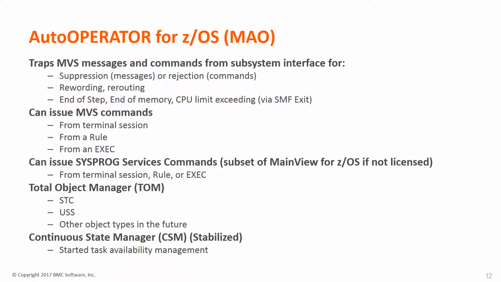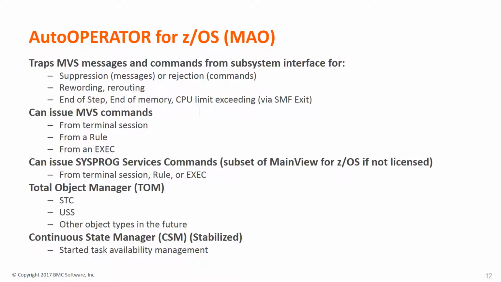AutoOperator for z/OS gives you the ability to trap MVS messages and commands, and what you can do with those once you get them is you can suppress the messages or you can reject the commands. You can reword the messages or reroute them. Maybe you want to change the attributes of the message by changing the descriptor codes, and you can trap events such as end of step, end of memory, and CPU limits being exceeded. You can also issue MVS commands from the terminal session itself, or you can do it from a rule or from within an exec.